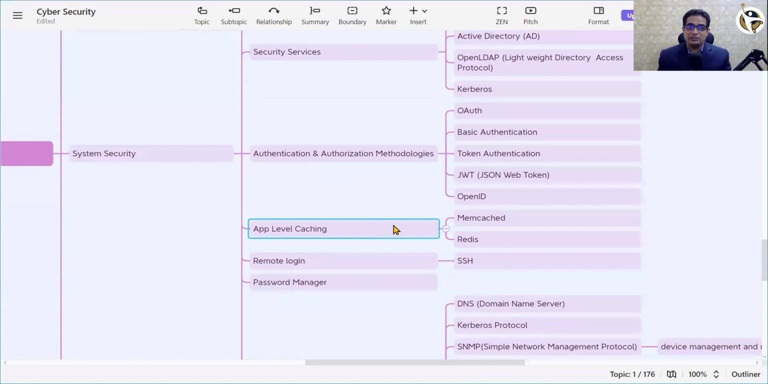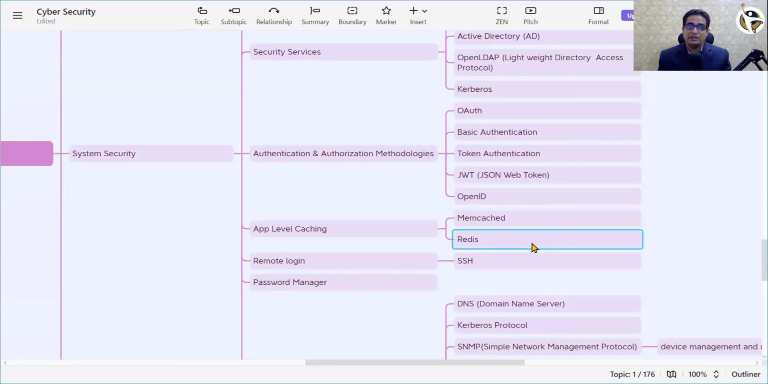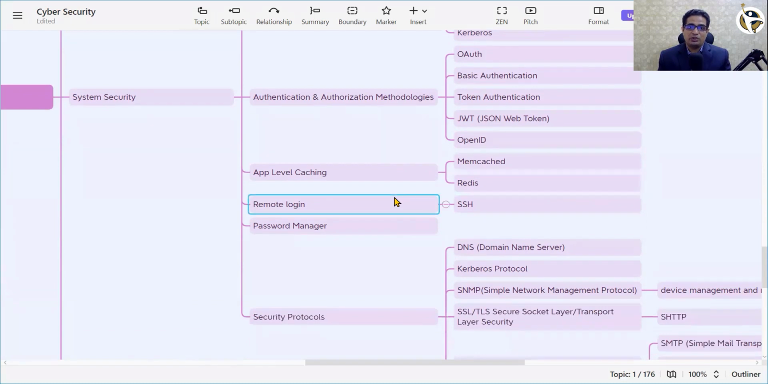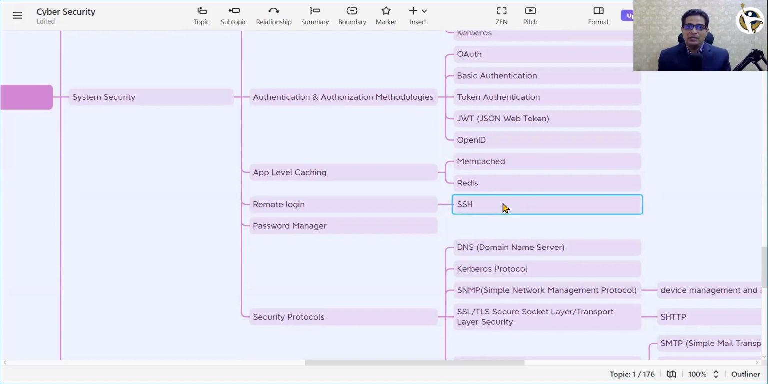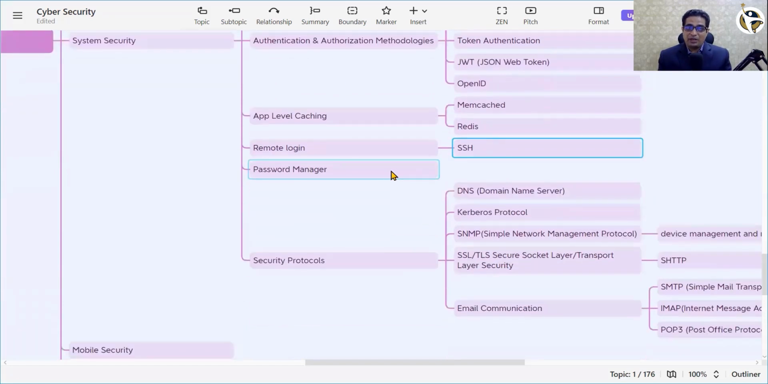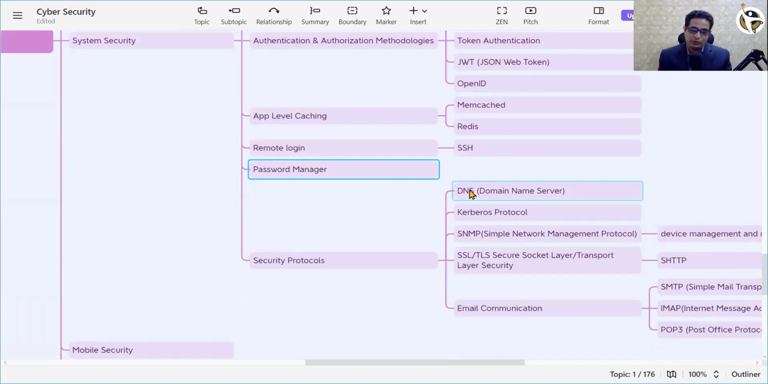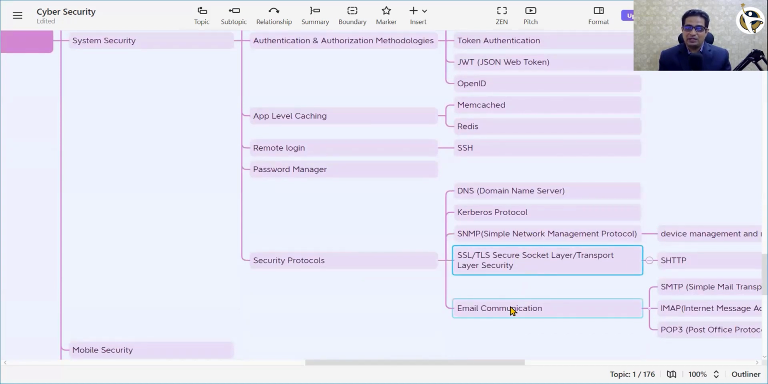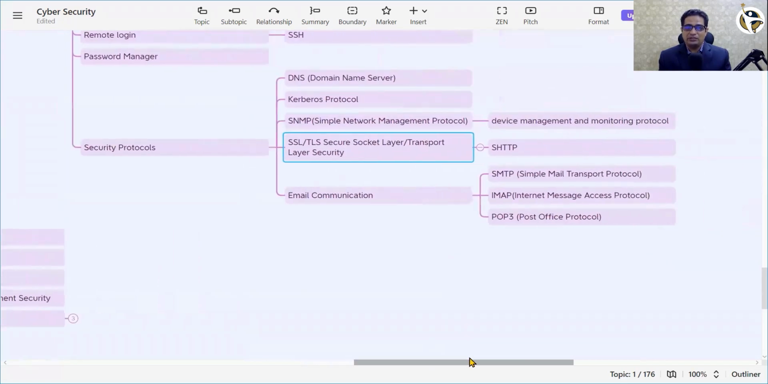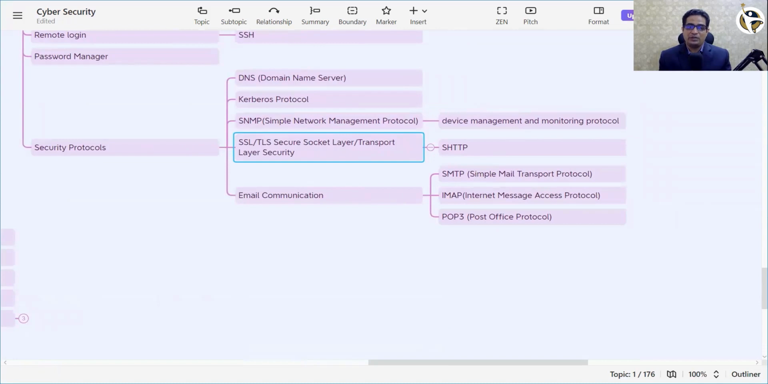Now coming to the next part, which is enhancing the performance of your application or web application. That's where Memcache and Redis technologies play a very important role. Then remote login, whenever you are working from home, which is very common right now, you access your boxes remotely, and that's where SSH, secure shell protocol, plays a very important role. Then a password manager is a very helpful utility to manage your various passwords. Coming to the security protocols, we have DNS, Kerberos, SMTP, SSL, TLS, and for email communication, we have SMTP, IMAP, and POP3 protocols.